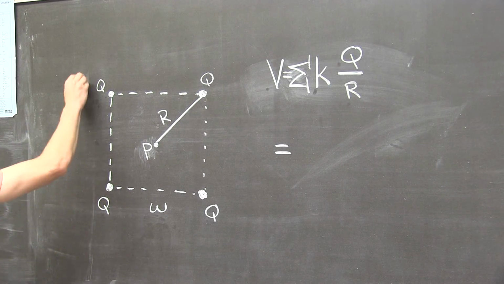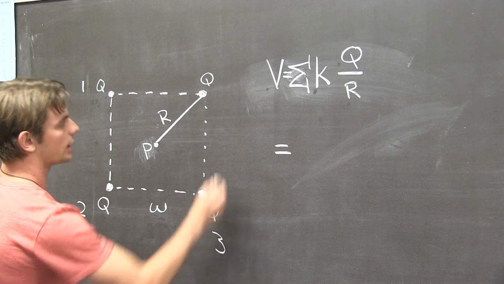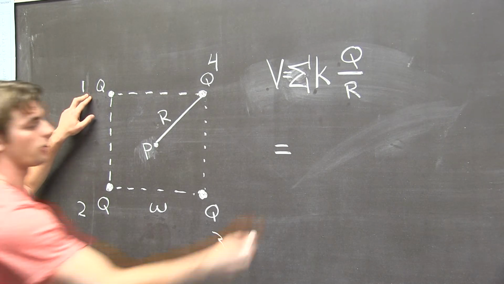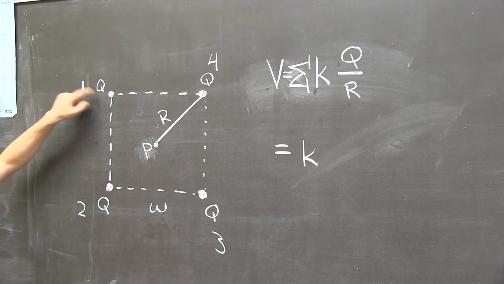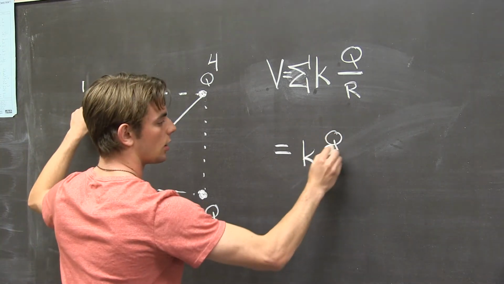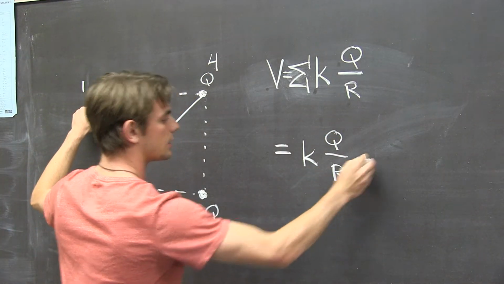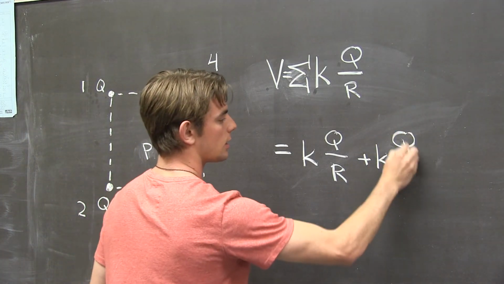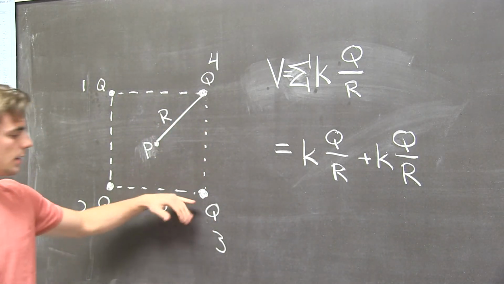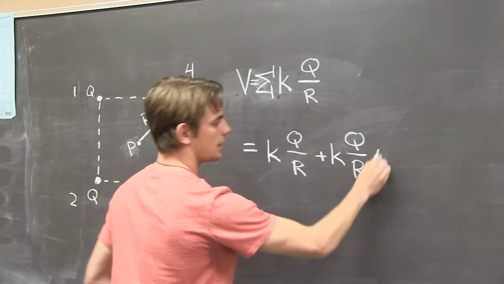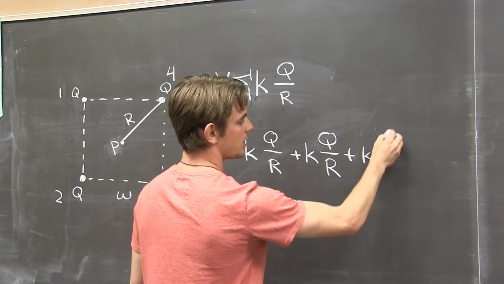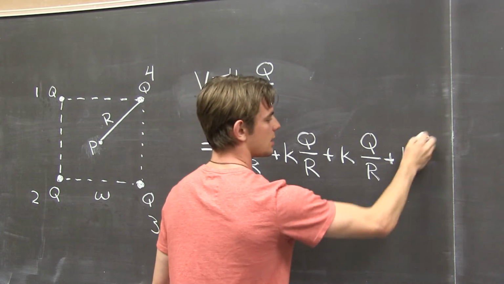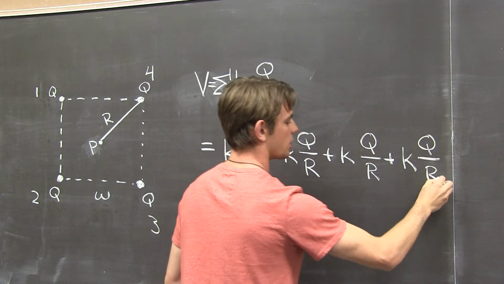So I'll just label these as 1, 2, 3, and 4, and we'll go around this square. So for the first charge, we have K times the charge Q over R plus, for charge 2, also KQ over R, plus, for charge 3, again KQ over R, and we see that it's going to be the same for charge 4 since it has the same charge Q and the same distance R as the rest of the charges.